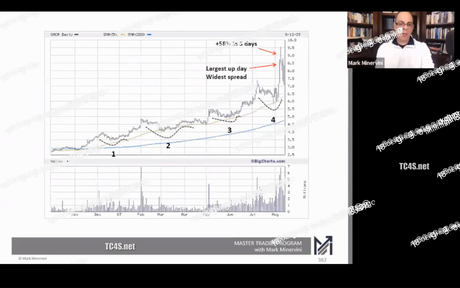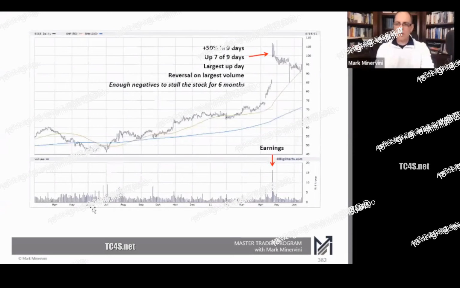I'm not going to go through every one here. Well, I'll go through them just really quick. Again, largest up day, widest spread, 1, 2, 3, 4 bases, and now you get the acceleration, 58% in 5 days. If you're not happy with that, even if you bought it from here, just the 58% in 5 days, not considering that you bought it earlier, would be a nice quick return on your money.